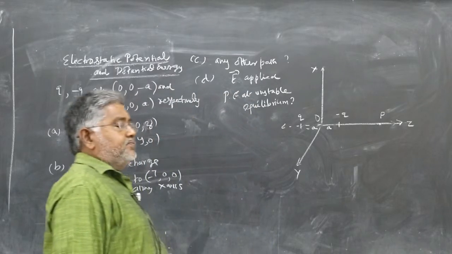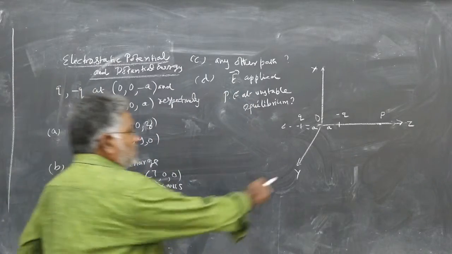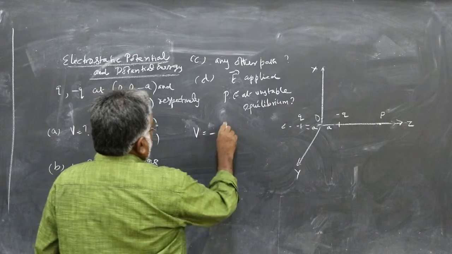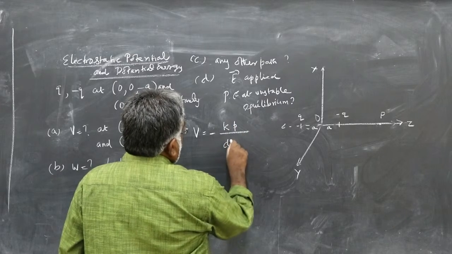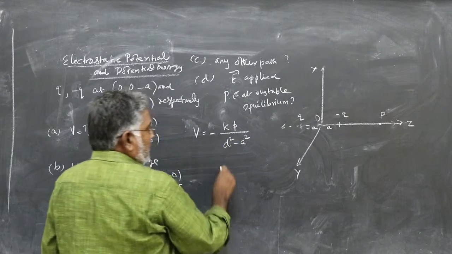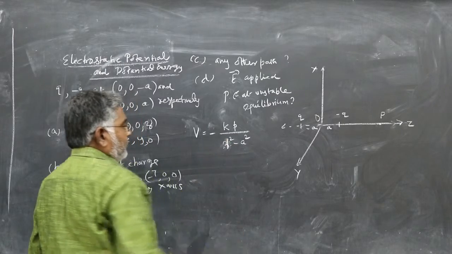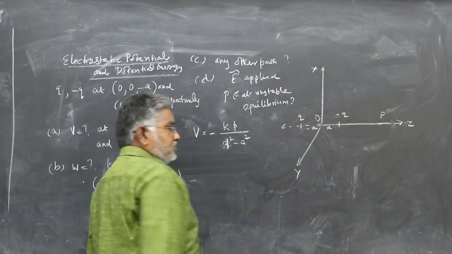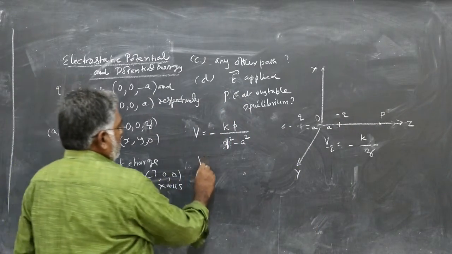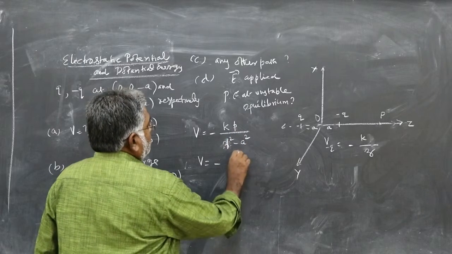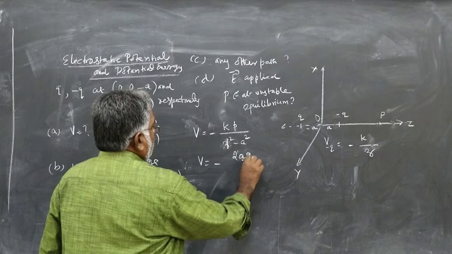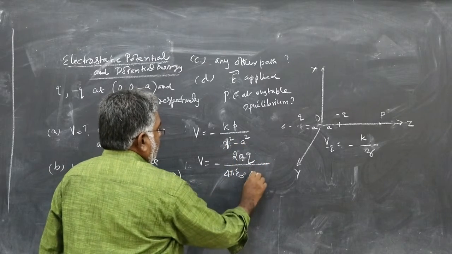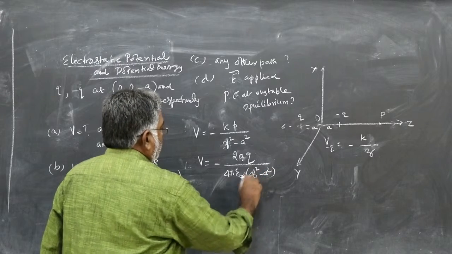Electrostatic potential, and this point is also close to minus Q. So the formula for potential is minus kp by d square minus a square; instead of d it is Z here. P is 2aq. The minus symbol will come because the point is close to minus q, which is V is equal to minus p is 2aq into k, the denominator 4 pi epsilon naught, Z square minus a square.